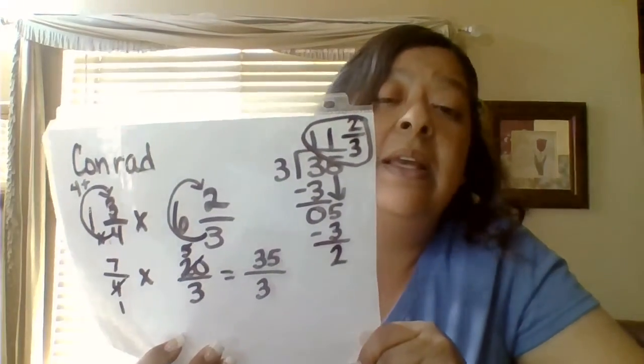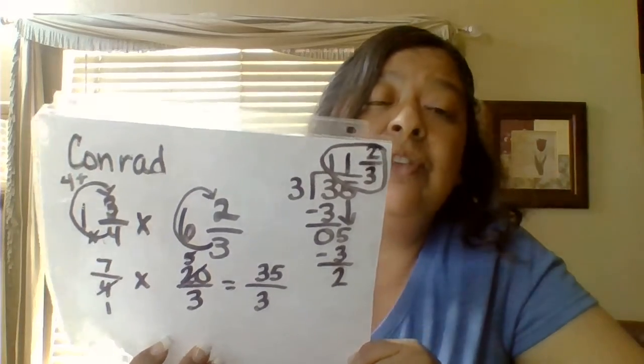So your answer is going to be 11 and 2/3. Yes, 11 and 2/3. Do you see an 11 and 2/3 in your book? Yeah. Okay, the second one.